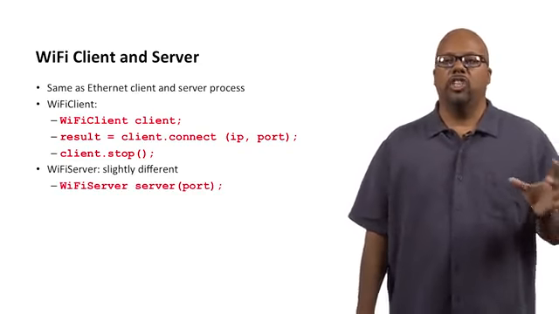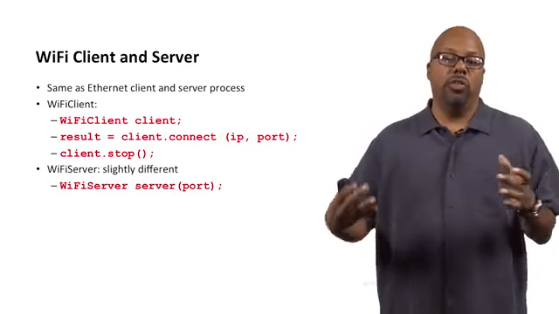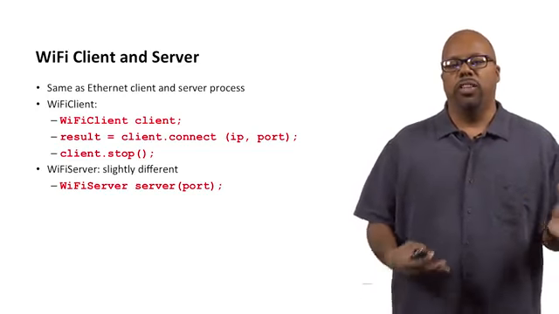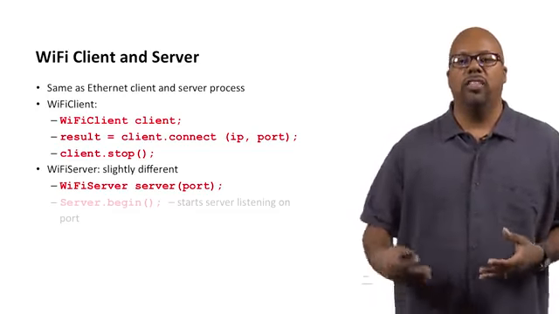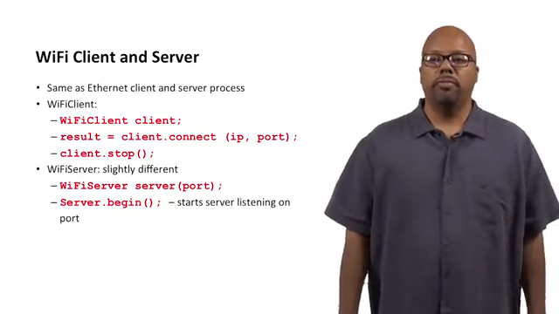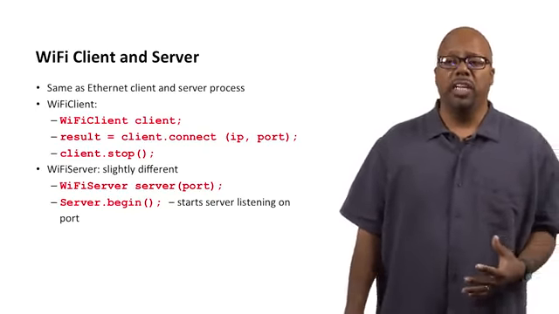Now, Wi-Fi server invokes slightly differently. When you want to act as a server, you call server with a port. It's phrased a little bit differently. Before with the Ethernet, we said server equals EthernetServer port. But it accomplishes the same goal. And then you call server.begin to start the server listening on the port. Actually, that's the same as with the Ethernet library too.